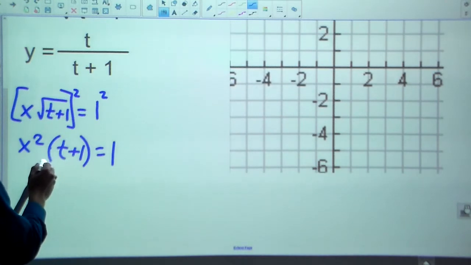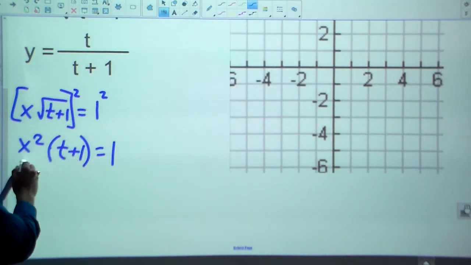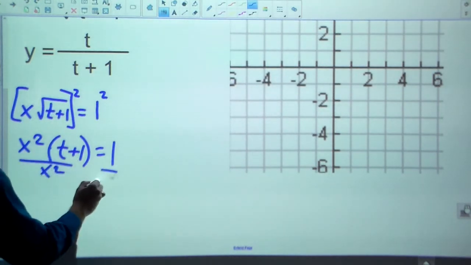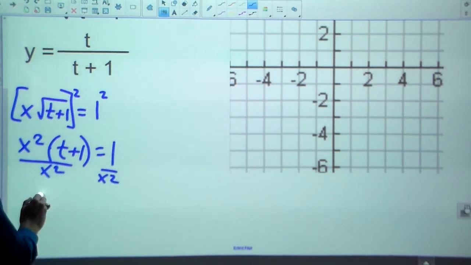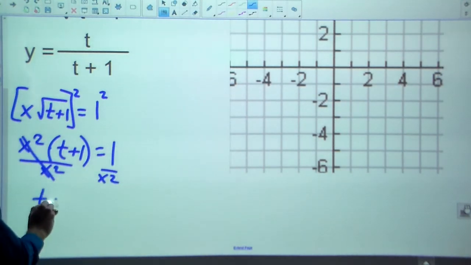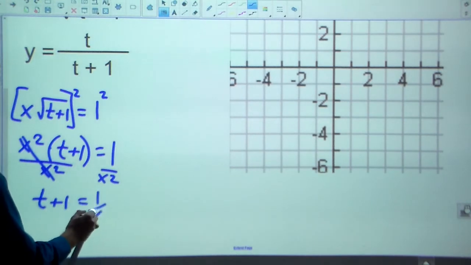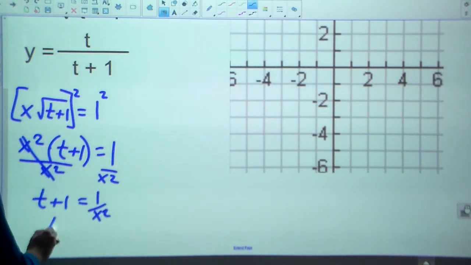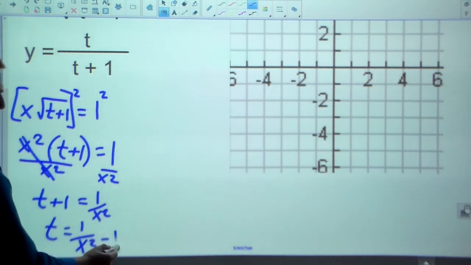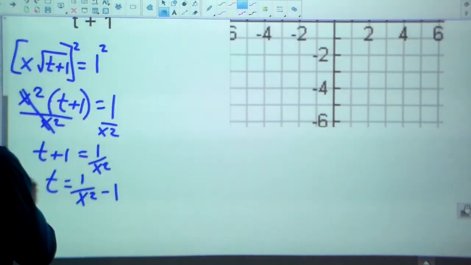So next, I'm trying to get t by itself. I'm going to divide by x squared. So now this is gone. t plus 1 is all that's left over here, 1 over x squared on this side. And then finally, let's subtract 1. So 1 over x squared minus 1. That's t. Now we've got t.